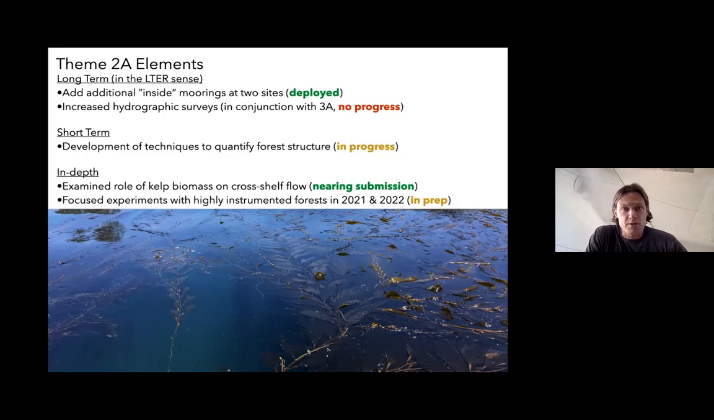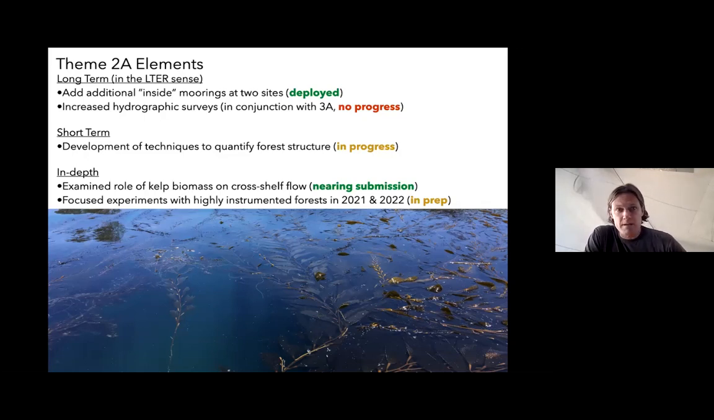We're hoping to increase hydrographic surveys in conjunction with things in theme 3A. There was no progress last spring, and we're still at kind of no progress right now on that due to limitations in COVID field work.